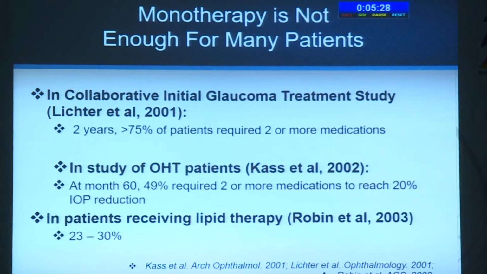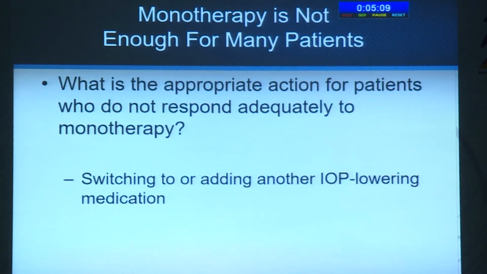risk of adverse events, and the Collaborative Initial Glaucoma Treatment Study has shown that at the end of 2 years, 75% or more patients require 2 or more medications. The same is seen with the OHTS study. So we know that monotherapy is not enough for many patients over a period of time.